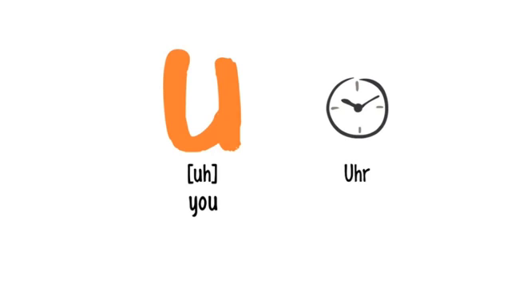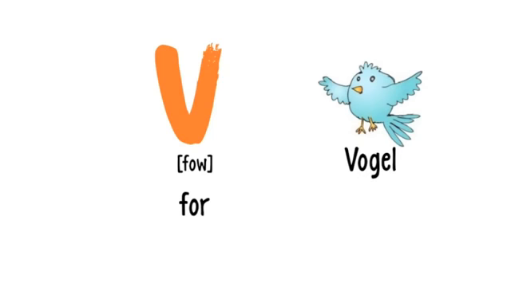U is pronounced like the word you. The German word with the letter U is Uhr, which means clock. V is pronounced like the F in the word for. In German we have the word Vogel, which means bird.